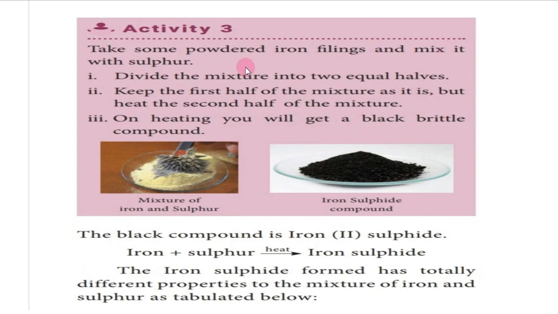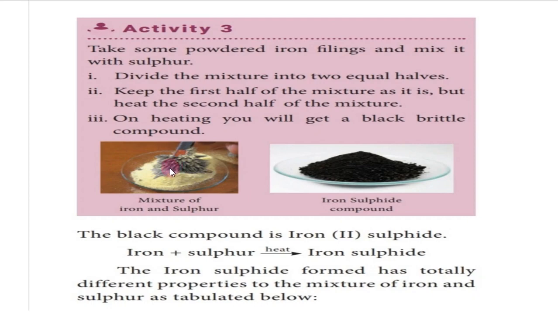And the activity given in your book is very important. Many questions are asked from this activity box. So listen carefully. Very simple: take some powdered iron filings and mix it with sulfur. See the first picture. This yellow color substance is sulfur powder, and this black, grey color substance is iron.